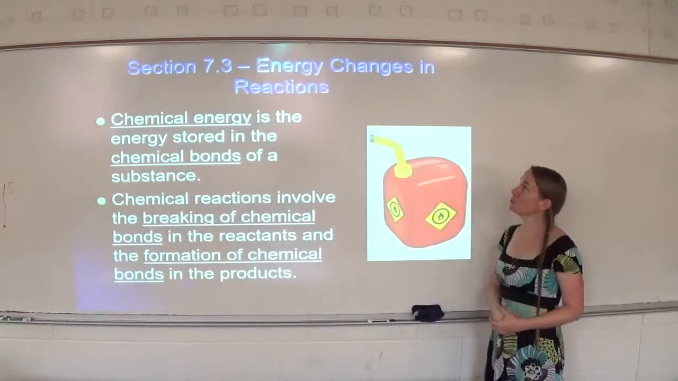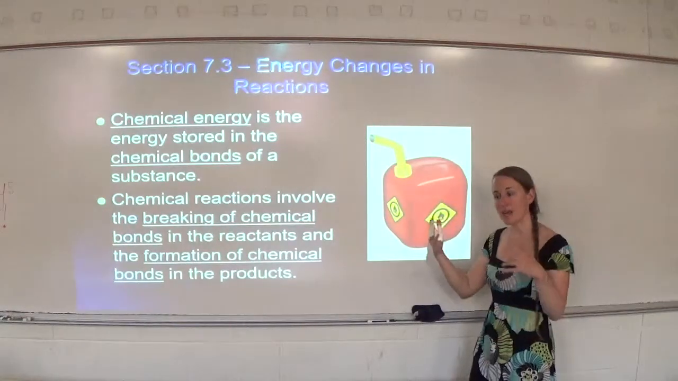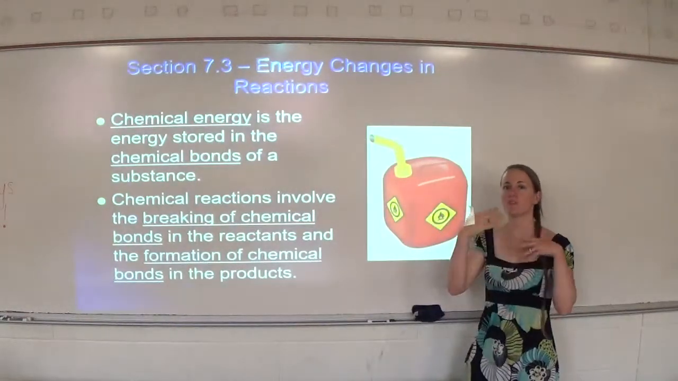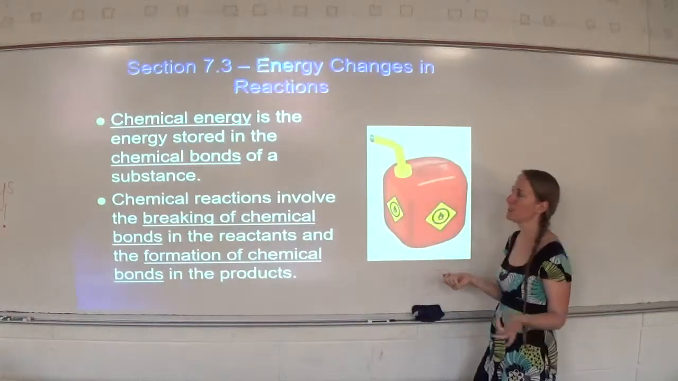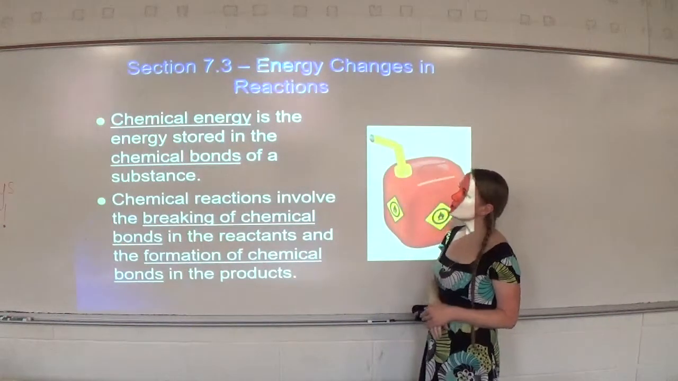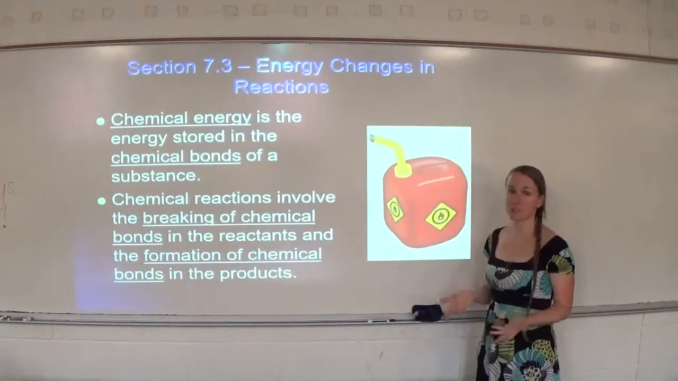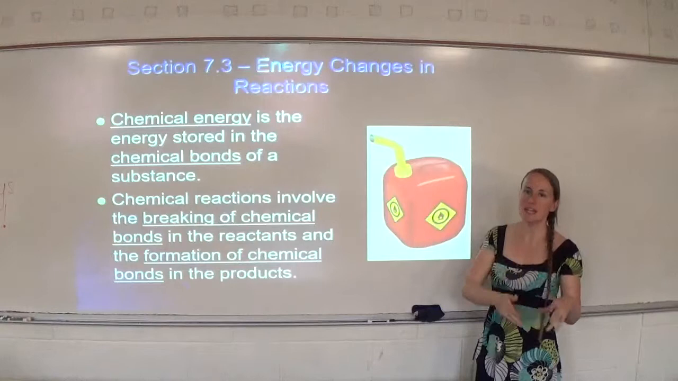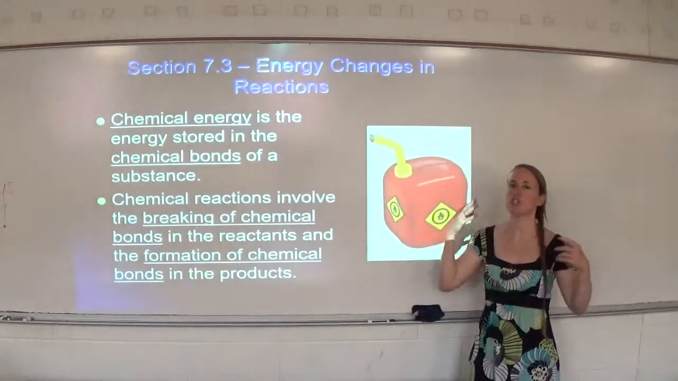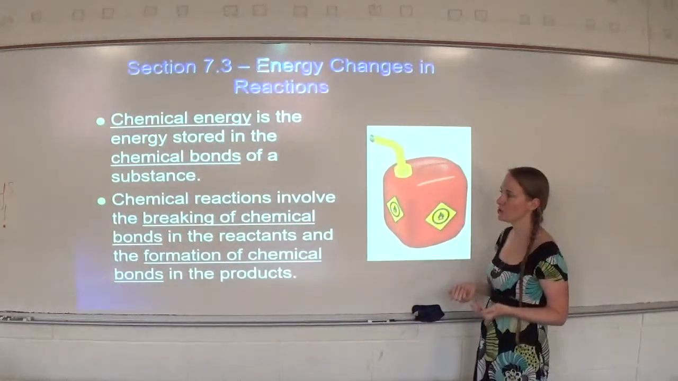So this is energy changes in reactions. We've talked about how to balance equations, and we've talked about the different types of reactions, and so now we're going to talk about how energy plays a role in these. Chemical energy is the energy stored in chemical bonds of a substance. We've talked about potential energy, kinetic energy, heat energy. Well, chemical energy is just another of the many forms of energy.